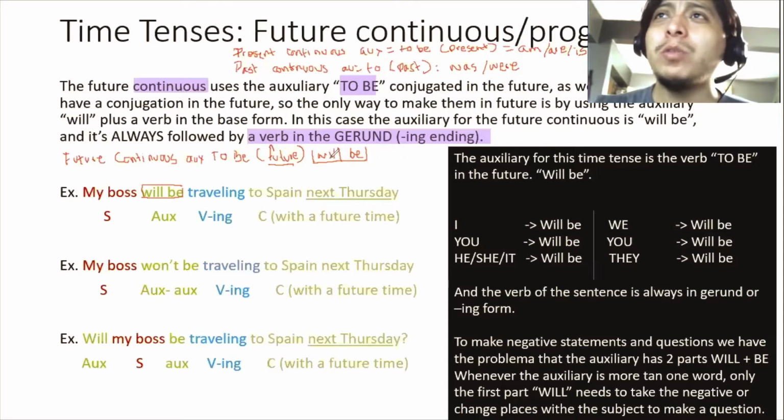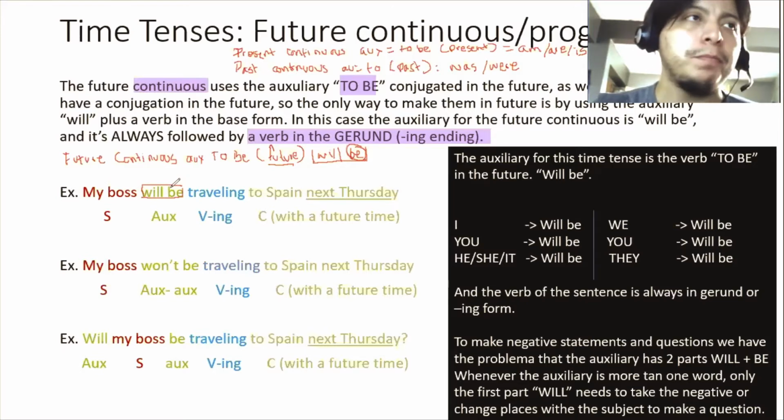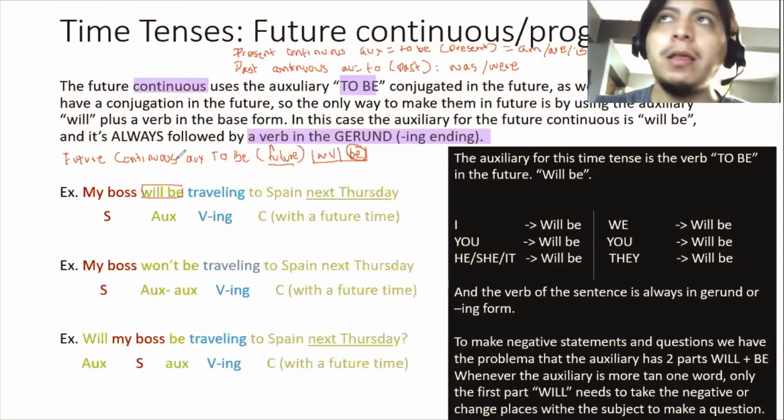Remember, it's always will and it's always be. Be is in the base form. So because it is in the base form, you always need to use be. It doesn't matter what the person is. He will be, I will be, you will be, she will be, they will be. It's always will be. It's never wills. It's never will is. Nothing like that. If you use will, you remember that will means certainty, like you're making a promise.